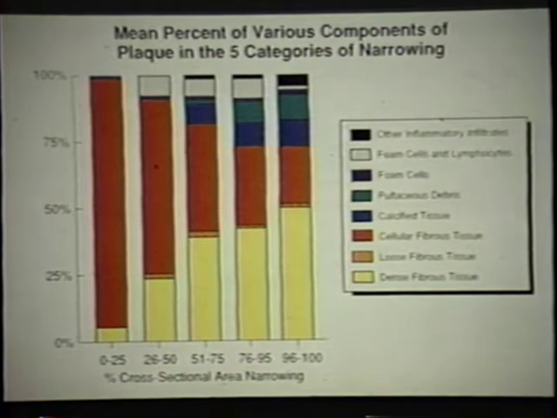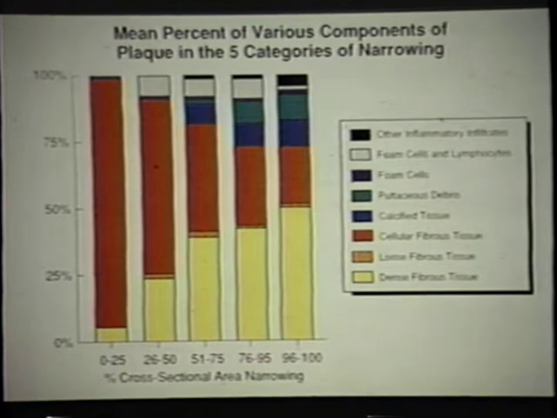And what in God's name is pultaceous debris? Well, that's extracellular lipid, and that's present only in the big plaques. Foam cells are very uncommon in people with fatal coronary disease over age 40. So the answer to the question, the dominant component of atherosclerotic plaques in patients with fatal coronary disease, is not platelets, it's not thrombus, it's not calcium, it's not lipids, it's scar tissue, it's fibrous tissue.